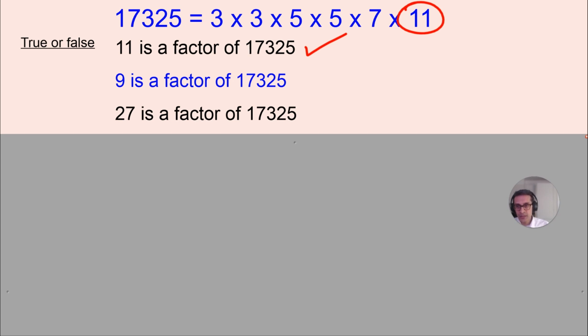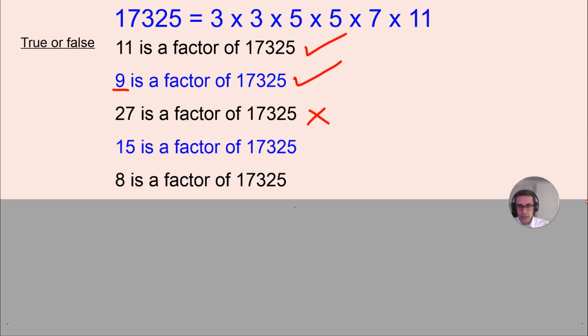Okay, so 9 is a factor. Well, I can see 3 times 3 is 9, so 9 times the rest of the numbers will give me that. So yes, this is true. And then 27, can you make 27 using these prime numbers? We cannot make that, so that's going to be false.